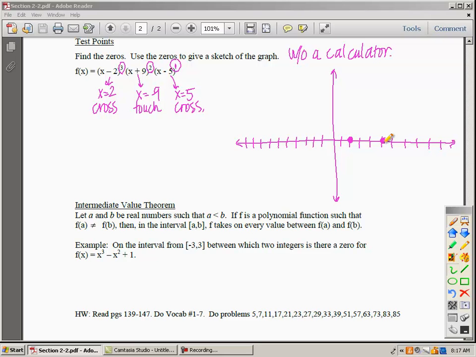1, 2, 3, 4, 5, 6, 7, 8, 9. There we go. Okay, now we know that at 9 is going to be where we touch. And so I want to talk about my leading coefficient because that should help me tell my total degree, 3, 4, 5, 6. My total degree is even. Okay? And so I'm looking at this, my total degree is even.